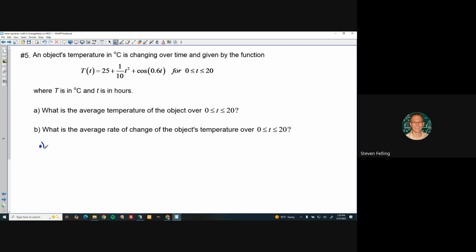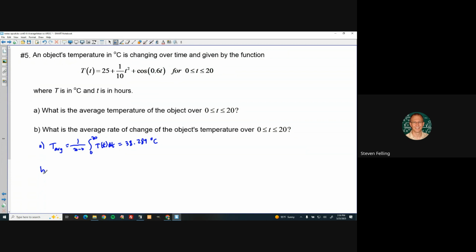Okay, so for part A, I like to write this, T average, the average temperature is going to be, that is an average value, right? So that's going to be 1 over 20 minus 0, integral from 0 to 20 of this T function. I don't need to copy it again because it's in the problem. If you plug this in your calculator with Math 9, you should get 38.289, and the units there would be the y variable unit, which is just degrees C.